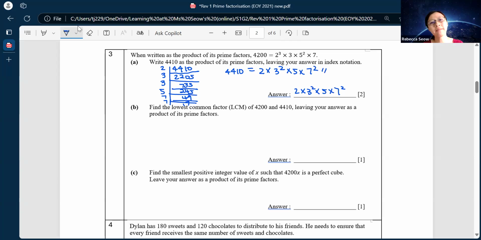Next, let's find the LCM of 4,200 and 4,410. We will put down all prime factors and the higher power. So we have 2, 3, 5, 7. Now between the powers of 2, the higher power is 3. For 3, the higher power is 2. For 5, the higher power is 2. For 7, the higher power is 2. The question wants us to leave our answer as a product of prime factors, so this will be the answer.